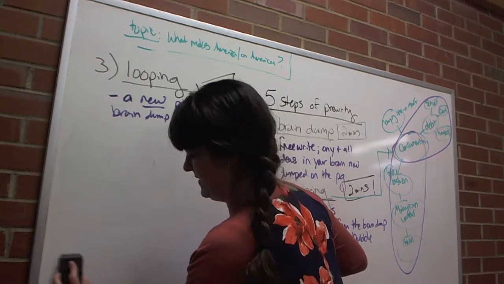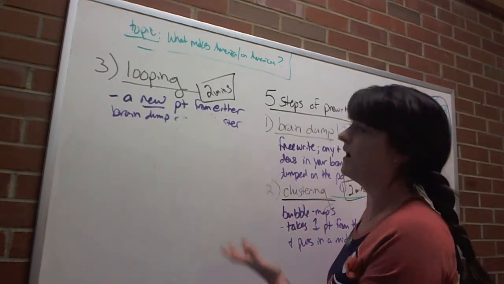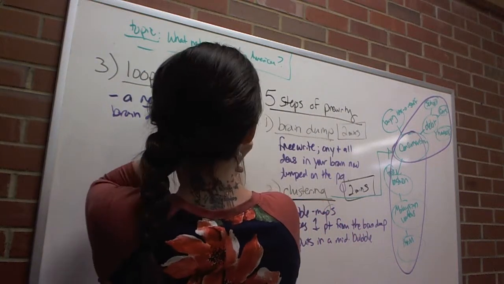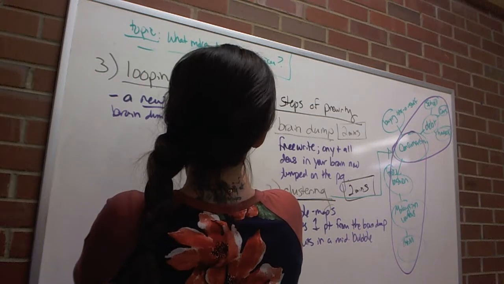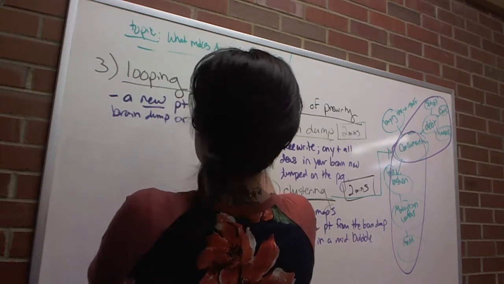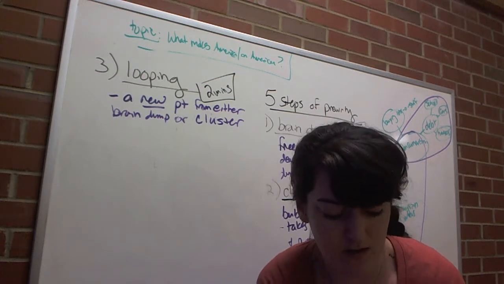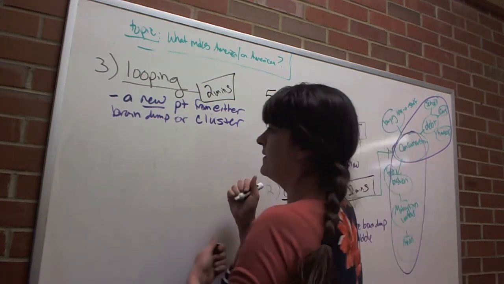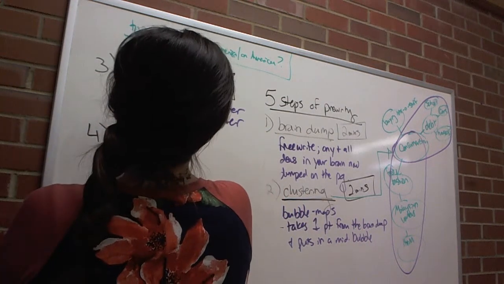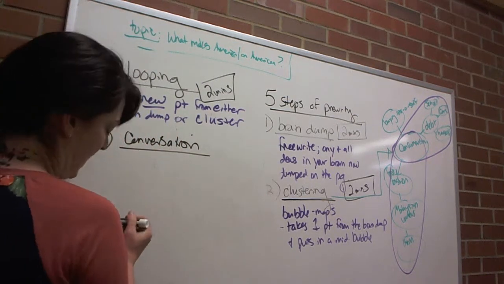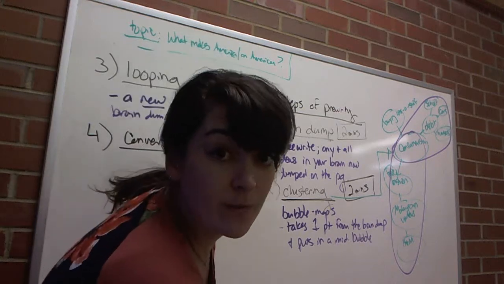Okay, and I erased half of my stuff up here. So from either brain dump or cluster. Your fourth type of pre-writing is conversation. And I tell my students, get someone to do your homework for you.